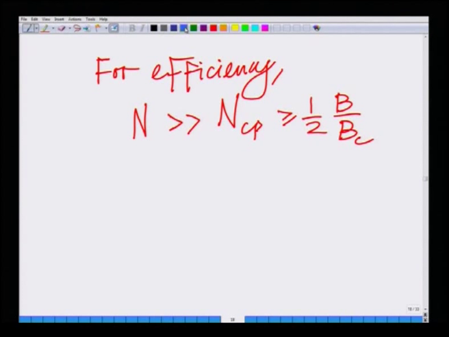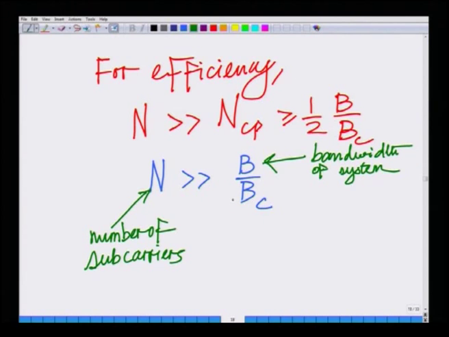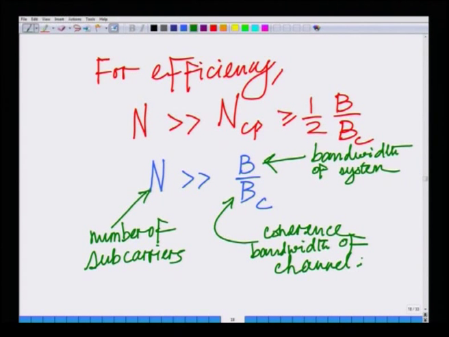Hence, since N is much greater than NCP, which itself is greater than half B over Bc, I will roughly say N has to be much greater than B over Bc, where N is the number of subcarriers, B is the bandwidth of the system, and Bc is the coherence bandwidth of the channel.